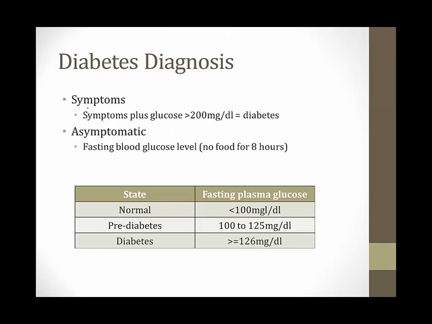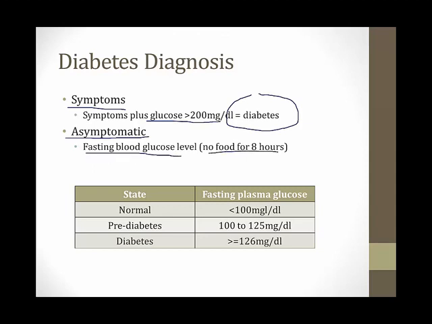To make the diagnosis of diabetes mellitus, you can measure the plasma glucose level. If the patient has symptoms of polyuria and polydipsia, any glucose level greater than 200 makes the diagnosis of diabetes. On the other hand, patients who are asymptomatic and who are being screened for diabetes need to have measurement of a fasting blood glucose level, which means no food for 8 hours.